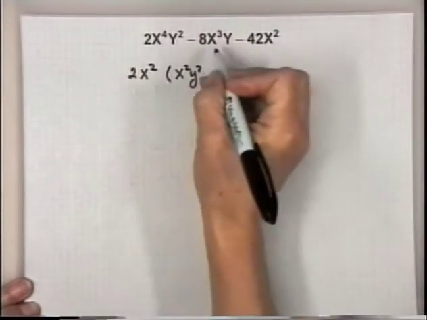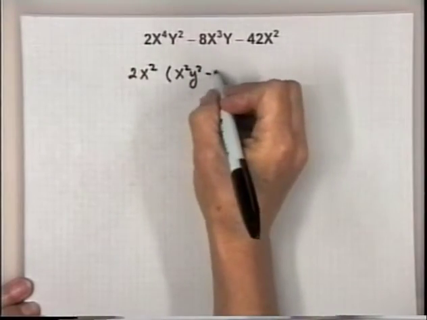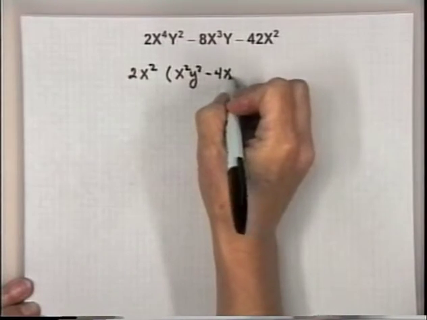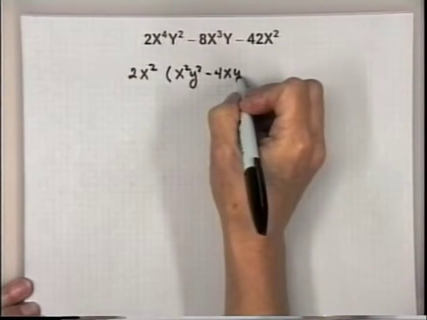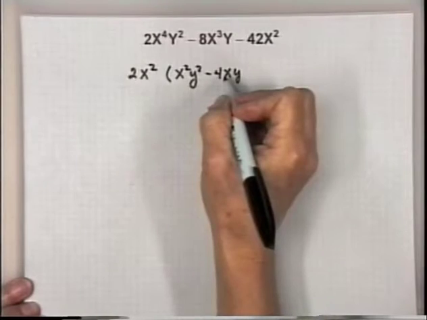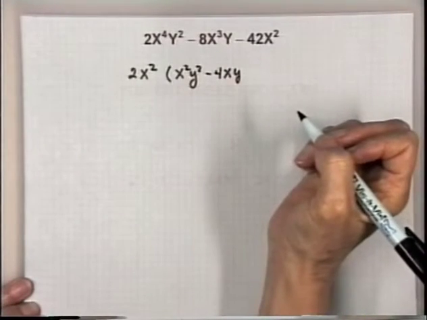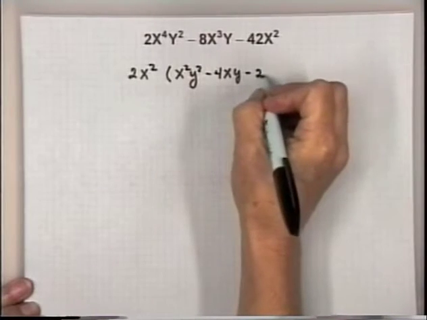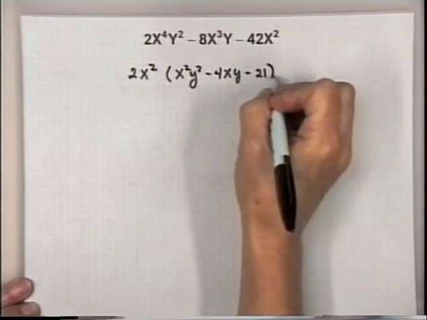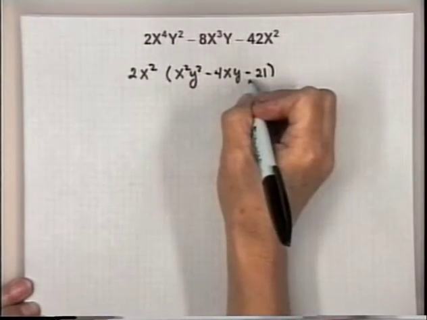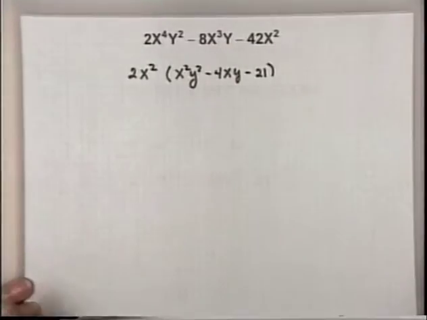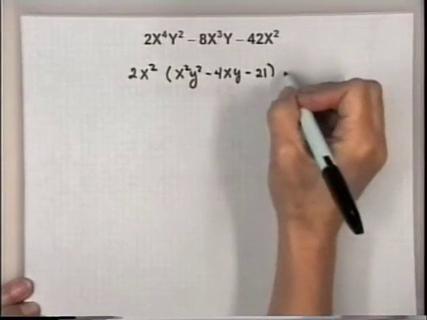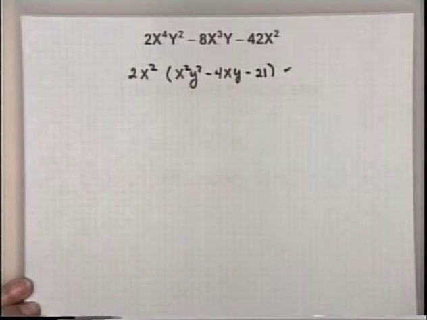Then dividing 2x squared into our middle term, we get a negative 4x to the first power, y to the first power. Checking that, we have a negative 8x cubed y. And then our last term, we get a negative 21, and that's all. 2x squared times negative 21 is negative 42x squared. So we're certain we have the correct factors here.